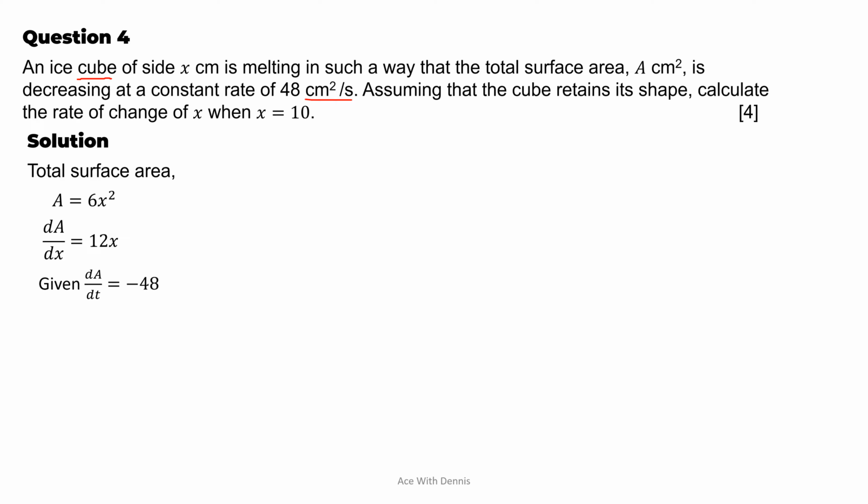So the next thing is, it mentioned it is decreasing at this constant rate, right? Then we need to include the negative sign here. Therefore, dA/dt is negative 48.